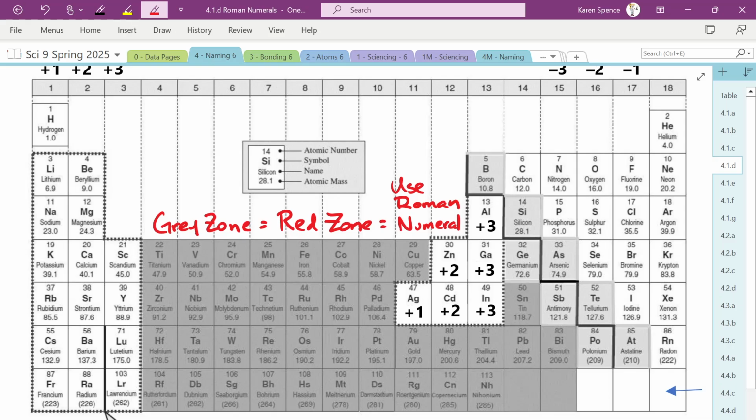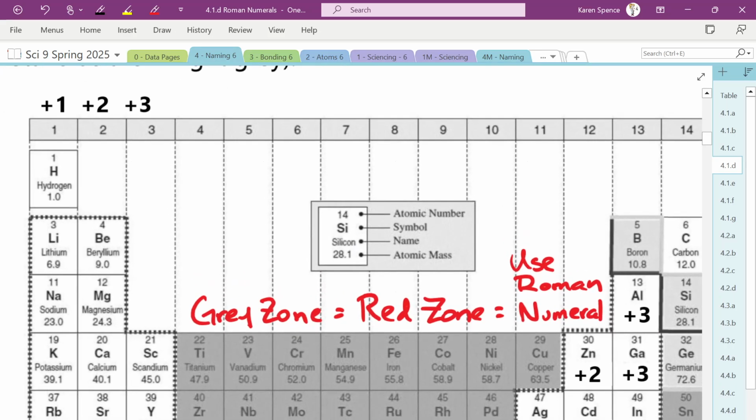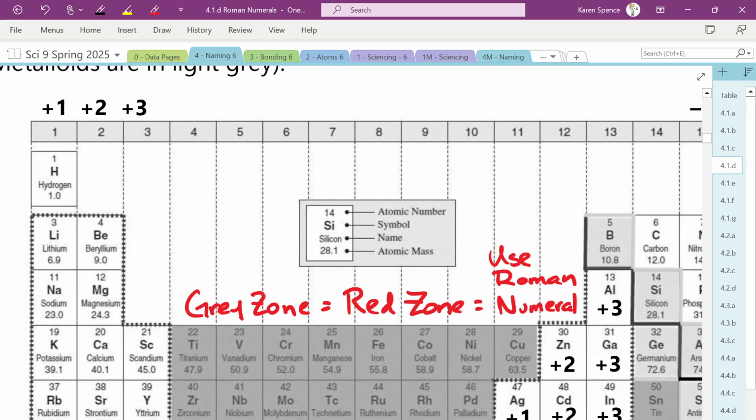Now, while we're at it, you guys probably know this already from your atom unit. We know that group 1 is +1. We know that group 2 is +2. We know that group 3 is +3.